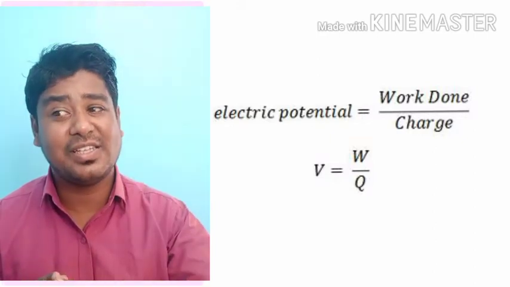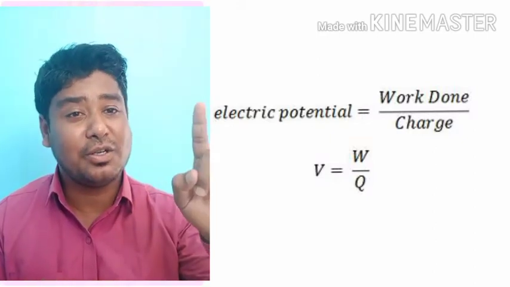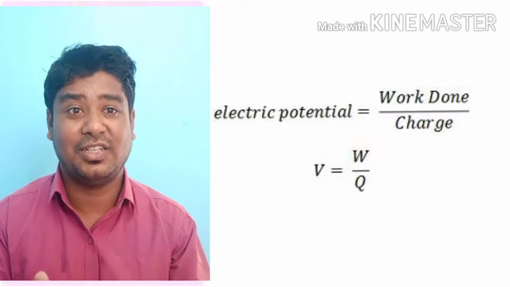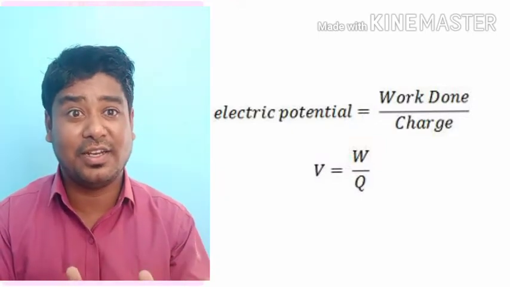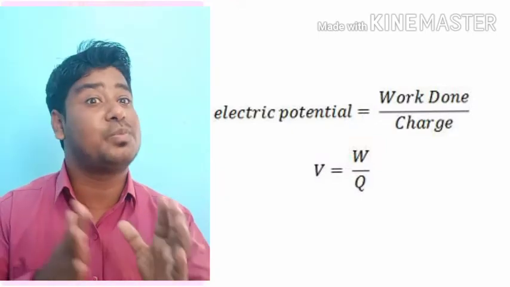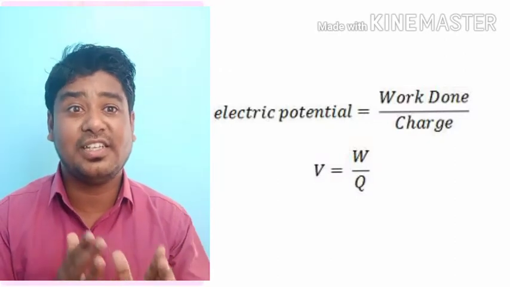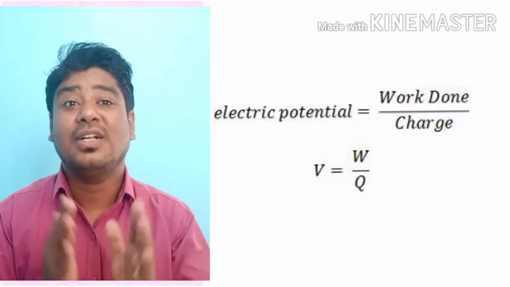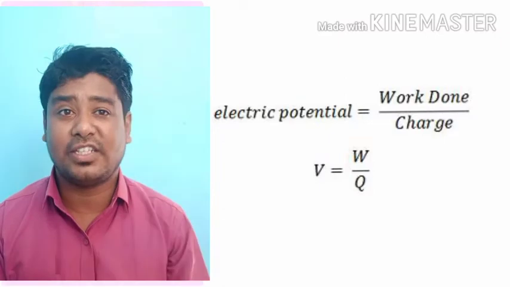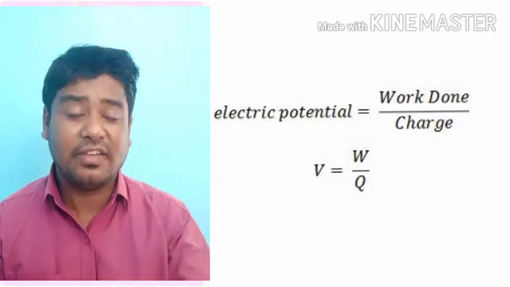So potential difference is equal to the work done to move a unit charge. So it is the work done with respect to charge, not with respect to time, with respect to charge, that is V is equal to W by Q. This is the mathematical definition of potential difference.